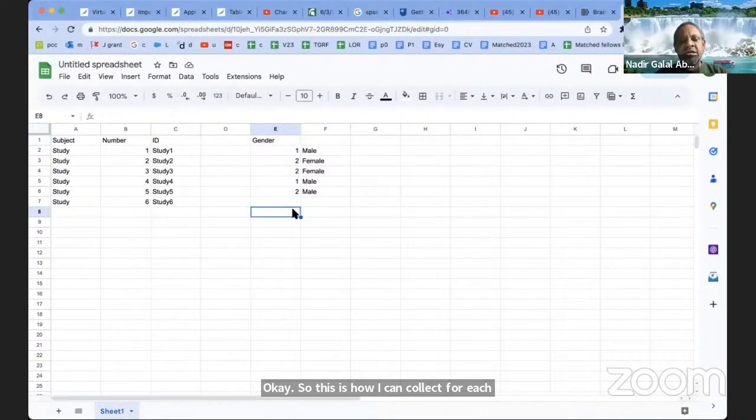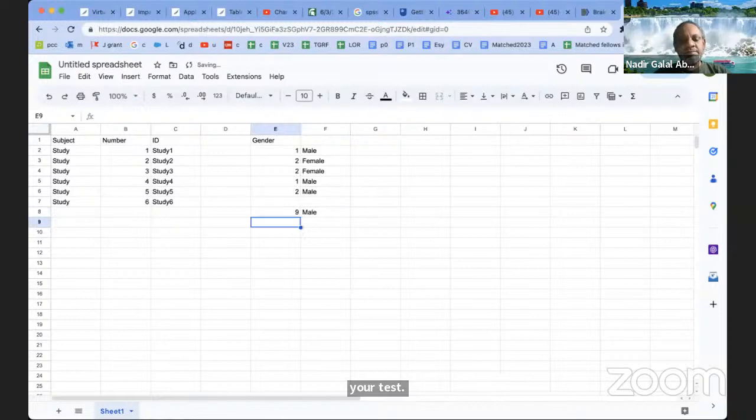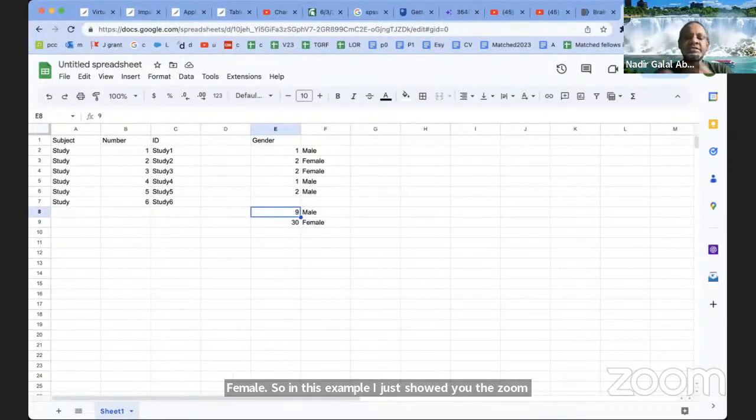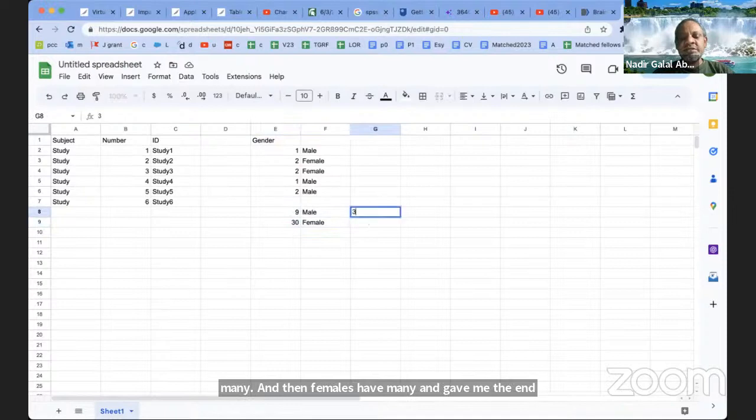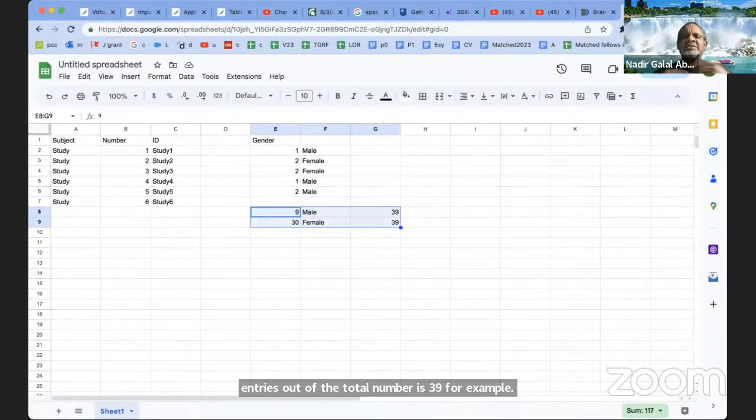And the total, I can total all of them. In your case, it was 9, or let's say 9 males and the rest female. So in this example I just showed you, Zoom has a collection of all the fellows, and when you enter your information, it will be in one line. For me it counted how many males, and then how many females, and gave me the end result. Out of the total number, 39, for example. All this was done by Zoom, and there are different applications, tools, or software that can do the same.